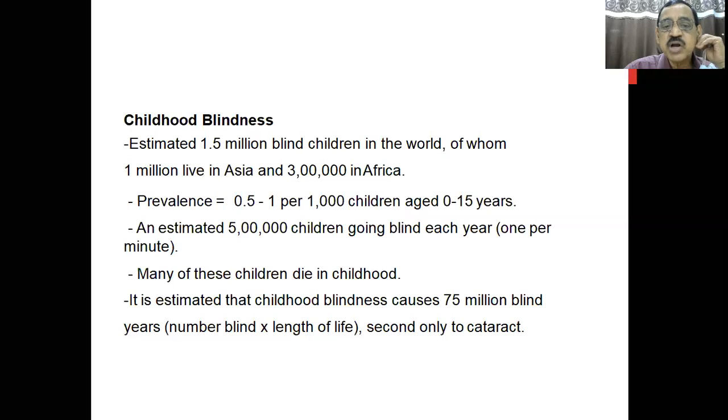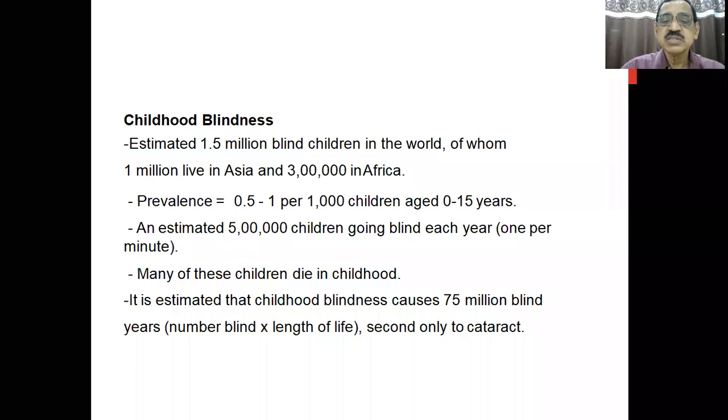Okay. Childhood blindness is another thing which is crippling the children. There are an estimated 1.5 million blind children in the world, of whom 1 million live in Asia, including India, and about 3 lakhs in Africa. So prevalence is around 0.5 to 1 per 1,000 children aged 0 to 15 years. An estimated 5 lakh children go blind each year, 1 per minute. Many of these children die in childhood because of other infections, protein-calorie malnutrition, or some other infections.